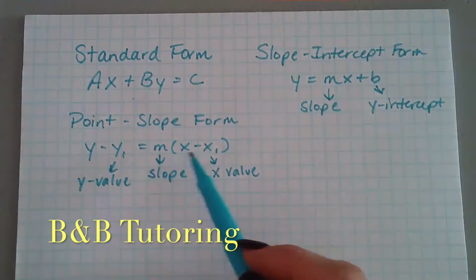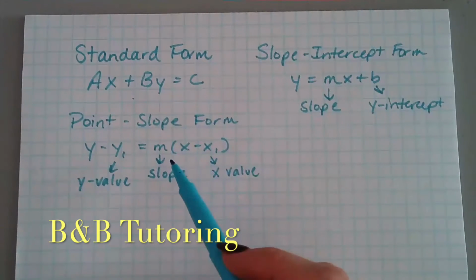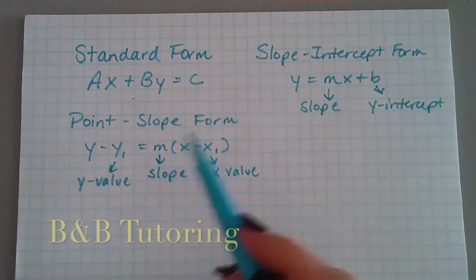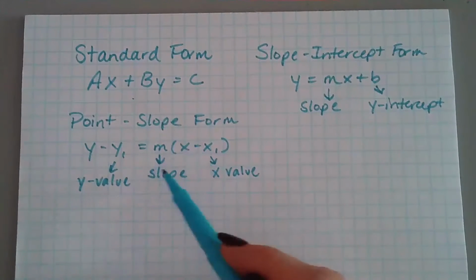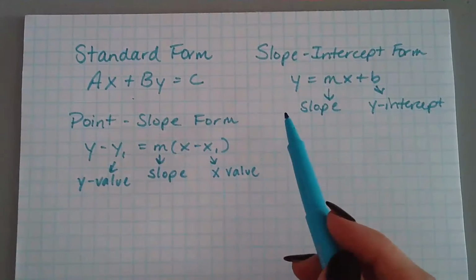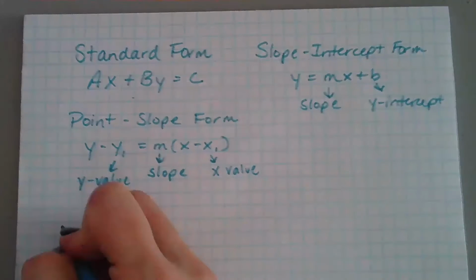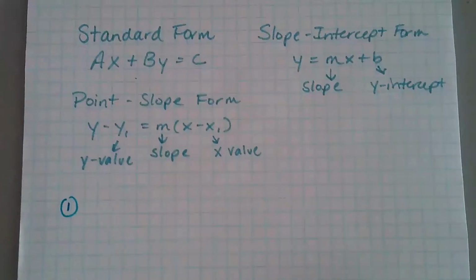Point slope form looks like this. It also shows us the slope, and it gives us an x value and a y value that make a point on the line. Sometimes you might want to convert from point slope form to slope intercept if you're looking for the y-intercept. So for the first example, I'm going to show you an equation in standard form.